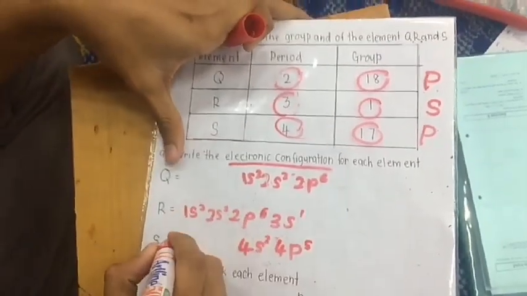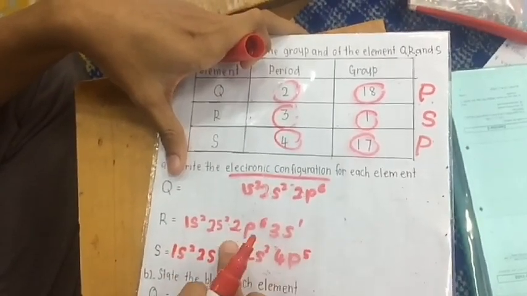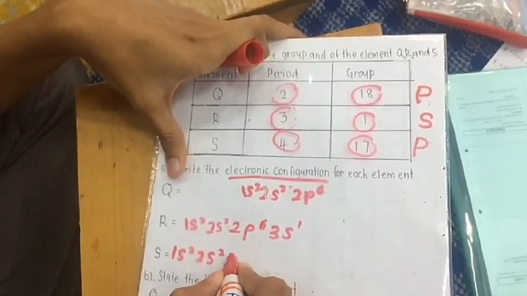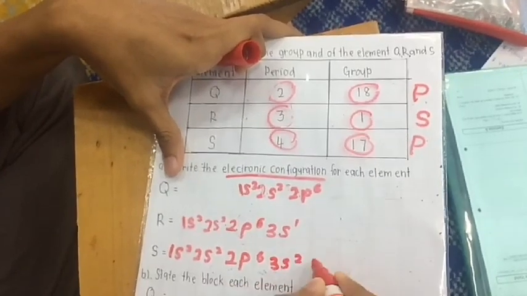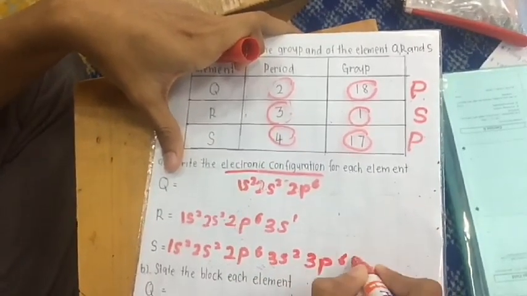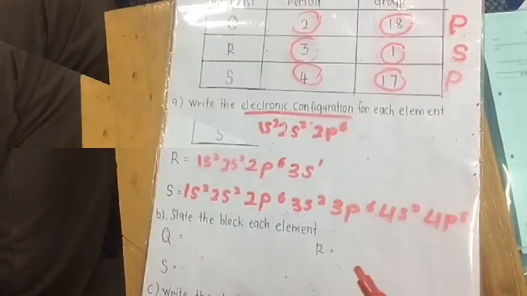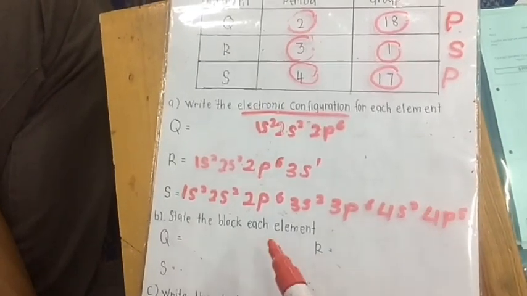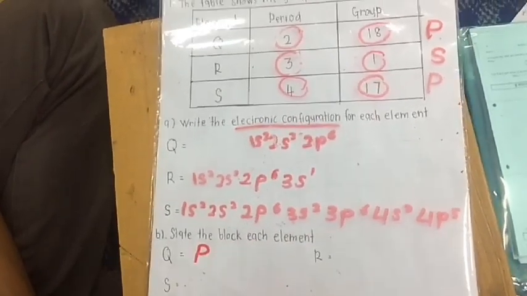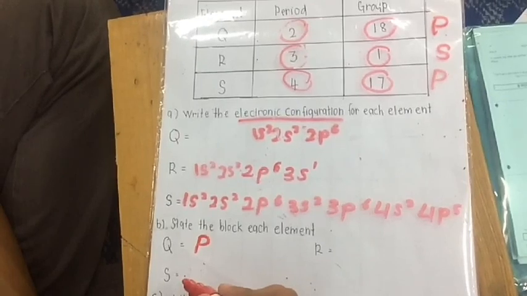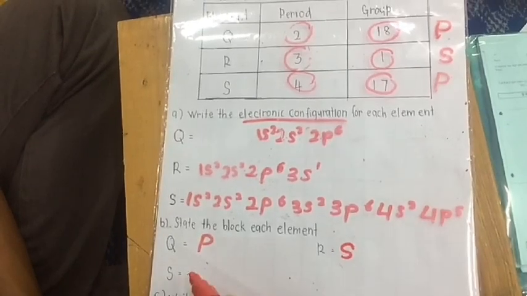1S2, 2S2, 2P6, 3S2, 3P6, 4S2 and 4P5. Next question, D. State the block of each element. For element Q, the block is P. For element R, the block is S, and for element S, the block is P.